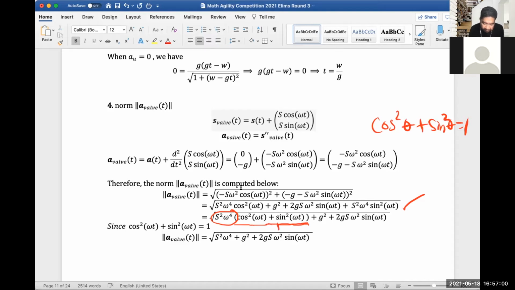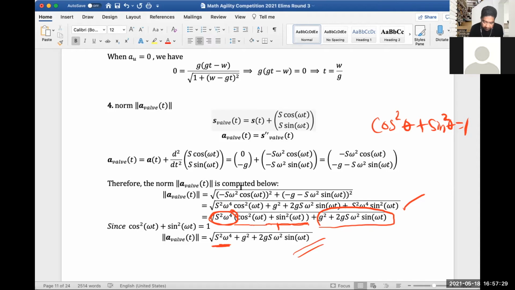So if you look at our final answer, what is left is s squared omega to the fourth, because this whole thing here is a trigonometric identity equal to 1. So this is what is left, and then copy the rest of the expression, which is g squared plus 2g s omega squared sine omega t, and then of course the square root. Don't forget the square root. So this would be the answer for our requirement number 4.